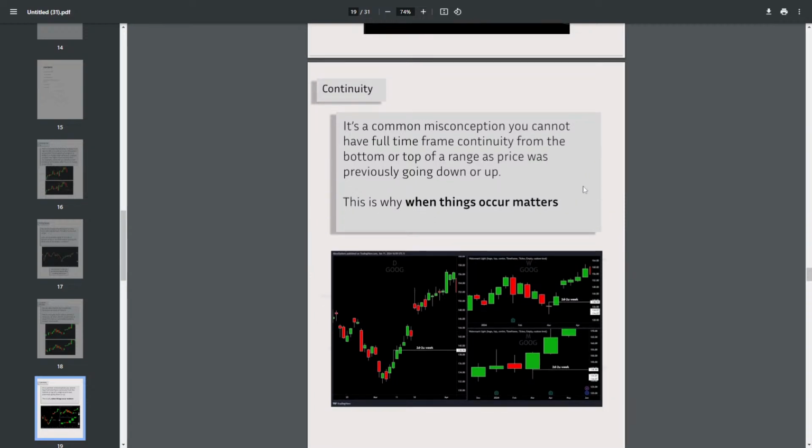So continuity. It's a common misconception by many people who have tried to trade the strat or attempted to learn it that you cannot have full time frame continuity at the bottom or top of a range, as price was previously going down or up. So when people look at the try, they're like, well, there's no continuity at the bottom of the range, which is false. And this is why when things occur matters and why time is so important to trading.